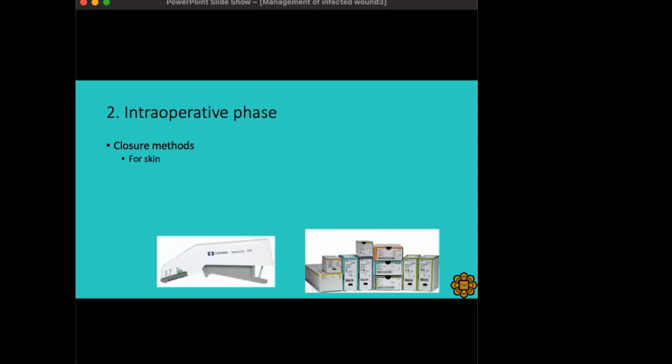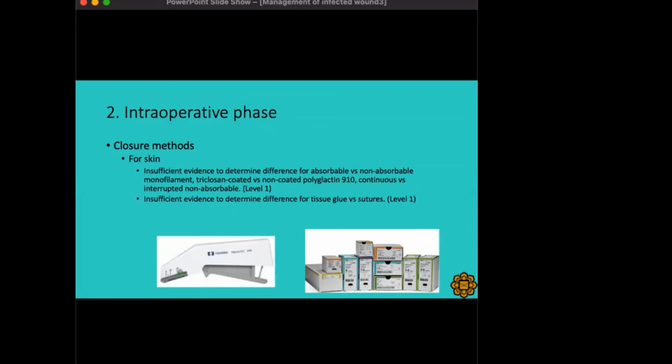Closure methods for skin, absorbable versus non-absorbable, basically insufficient evidence. Insufficient evidence again for tissue glue against sutures, and there's no difference in SSI between staples and sutures. Okay, and for cosmetic as well, actually there's not much difference if you remove the sutures or staples at the appropriate time. There's no difference in dehiscence as well between tissue glue and sutures. Okay, obviously depends on where you're closing it or the tissue tension.